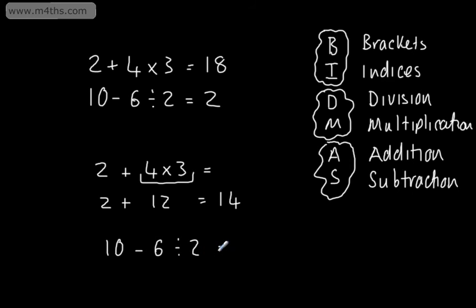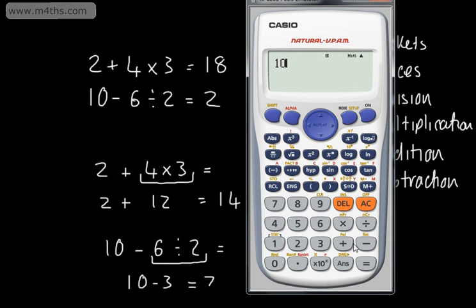If we now do the next one, what we had here is 10 minus 6 divided by 2. We've got subtraction and division. Division comes before subtraction, so we do that first. So what I'm going to do now is do the division. 6 divided by 2 is 3, so we have 10 minus 3, and that gives me 7. And again, if you remember on the calculator, 10 subtract 6 divided by 2, that gave us the 7.